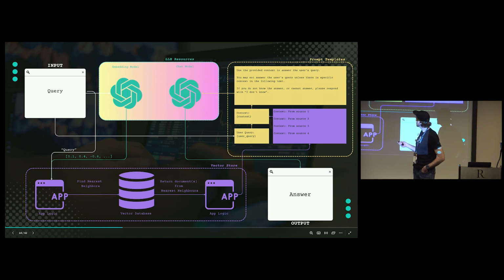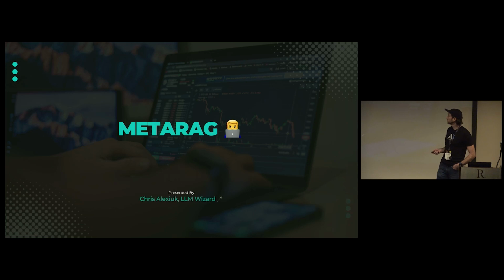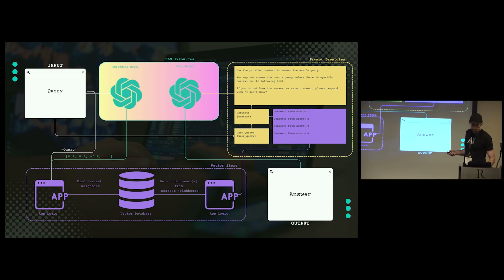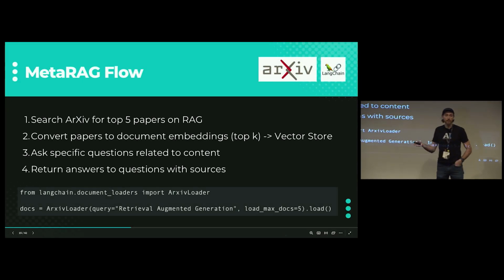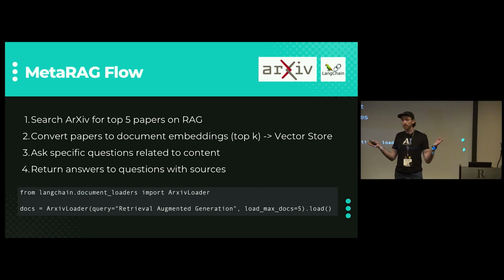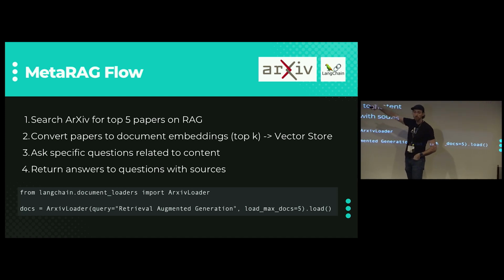So what we're doing is we're taking these models and we're going to add a little bit to our stack here. What we're going to do is what we're calling meta RAG. So we're actually going to search arXiv papers, and those arXiv papers are going to be on RAG. So we're going to do RAG on RAG. And we can actually do this really, really easily in LangChain.